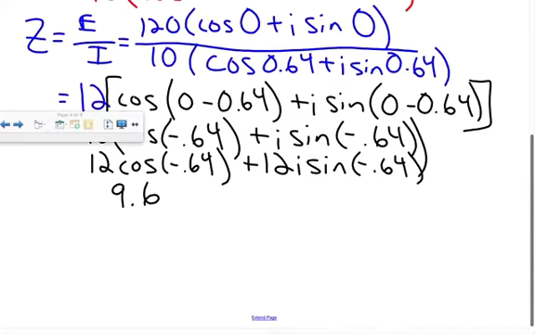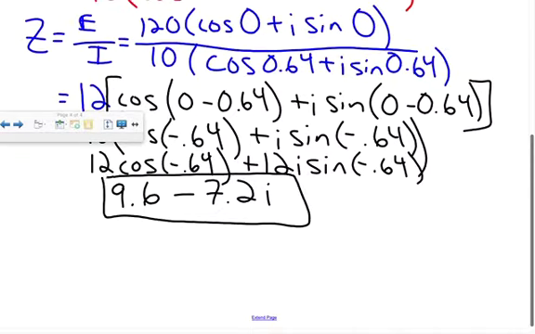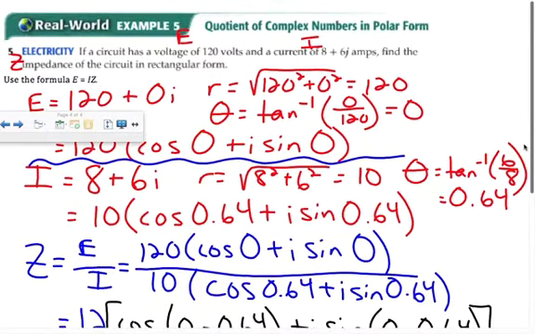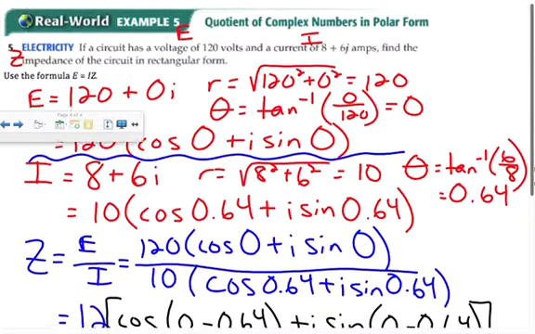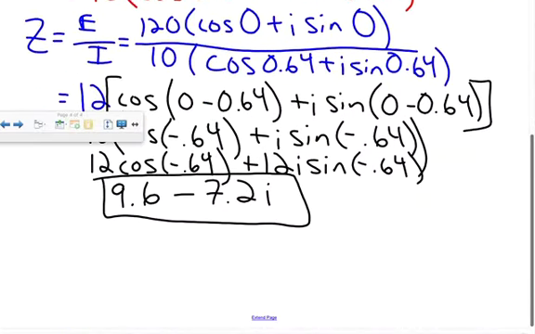0.64 negative. Take the sine of that. That's a negative number, so I know it's going to be minus, and then times 12. So I have minus 7.2 I. And this is our impedance of the circuit. Since it was originally given to me in joules, let me change this I to a J.